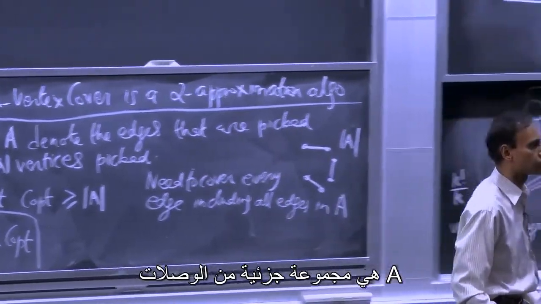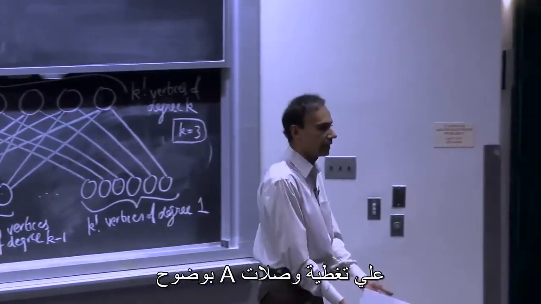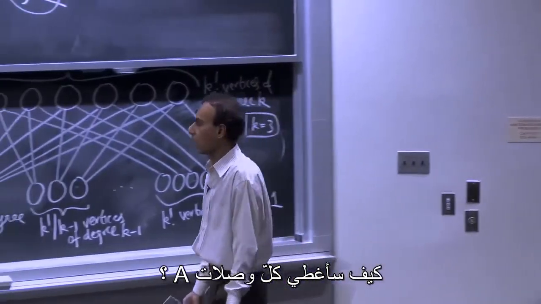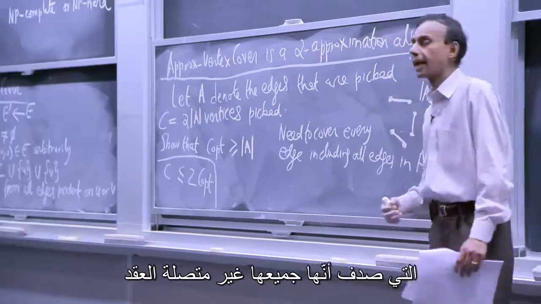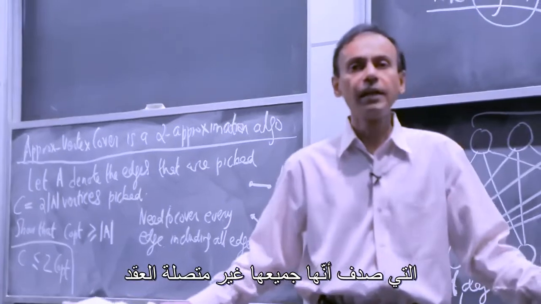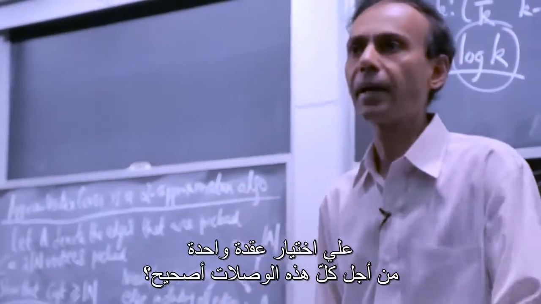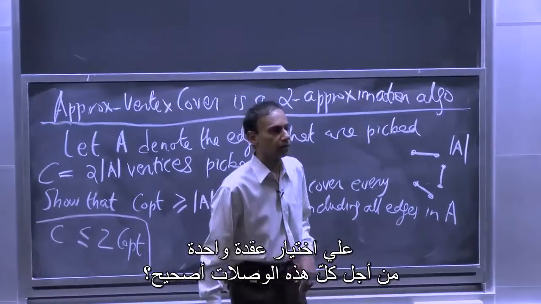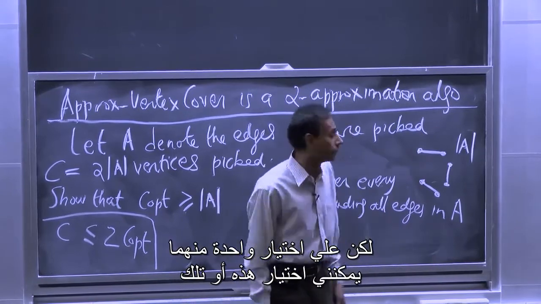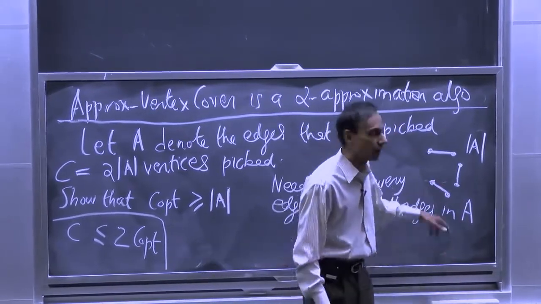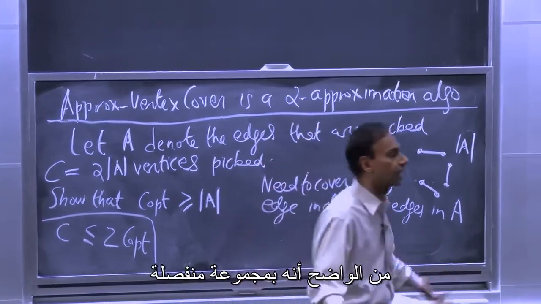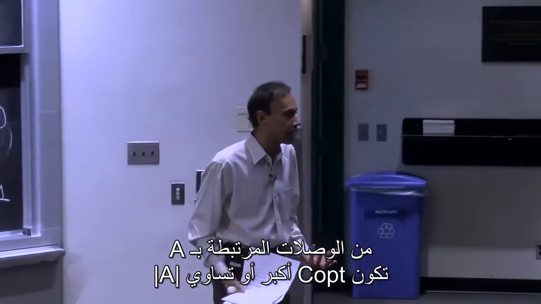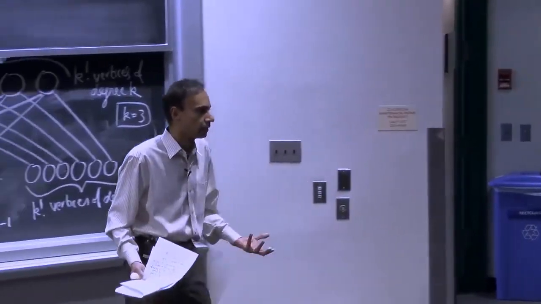A is a subset of edges. I have to cover all the edges. Clearly, I have to cover the A edges, which are a subset of all of the edges, right? How am I going to cover all of the A edges that happen to all be disjoint in terms of their vertices? I'm going to have to pick one vertex for each of these edges, right? I mean, I could pick this one or that one, but I have to pick one of them. I could pick this one or that one, and so on and so forth, right? So it is clear that given this disjoint collection of edges corresponding to A, that C opt is greater than or equal to A, okay?